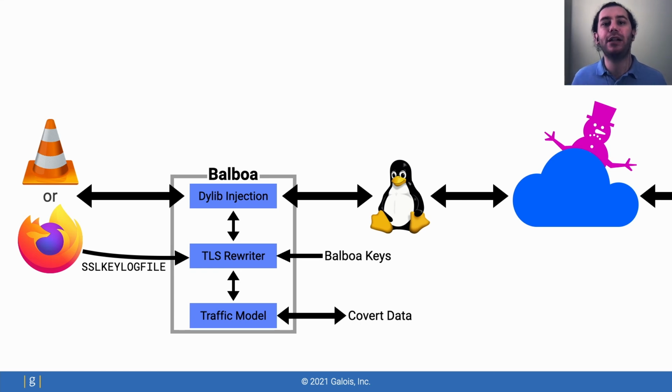After the TLS rewriter takes care of covert signaling, its job is to decrypt the TLS stream, giving the plaintext stream to the traffic model. It then receives a modified plaintext stream from the traffic model, which it re-encrypts.